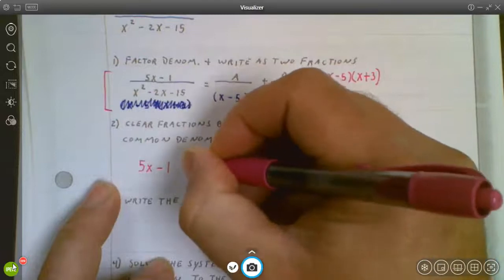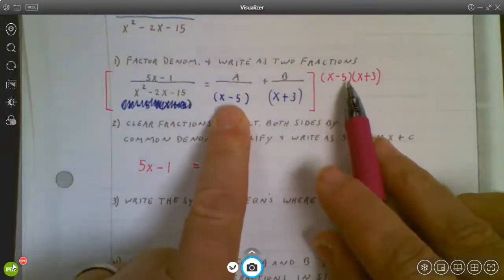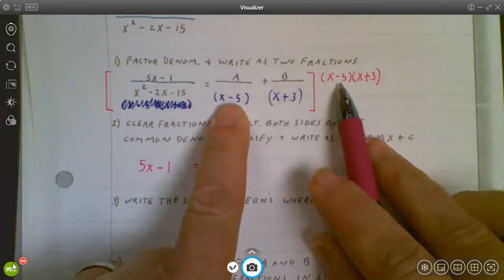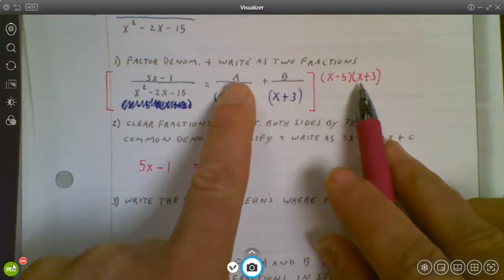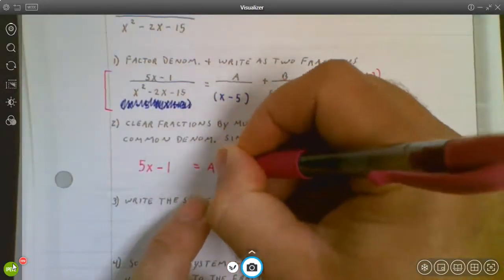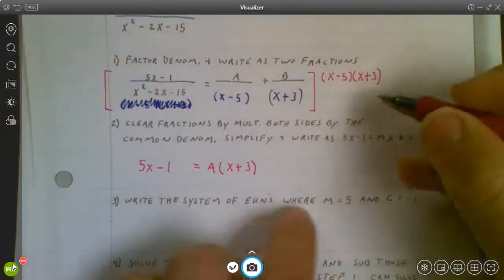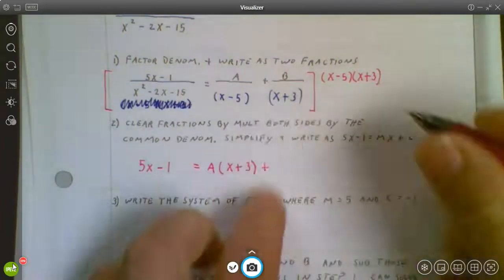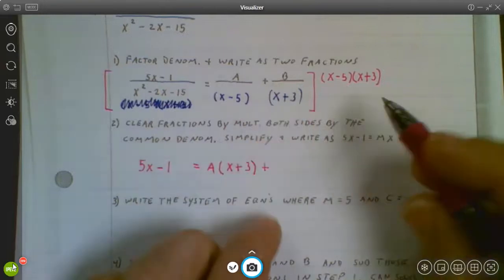on the left side. Go over to your middle term, I should say. We would see that the x minus 5s would cancel, and I would be left with just the A times x plus 3. Bring down that plus, and then right here my x plus 3s would cancel, and I'd be left with just the B and the x minus 5.